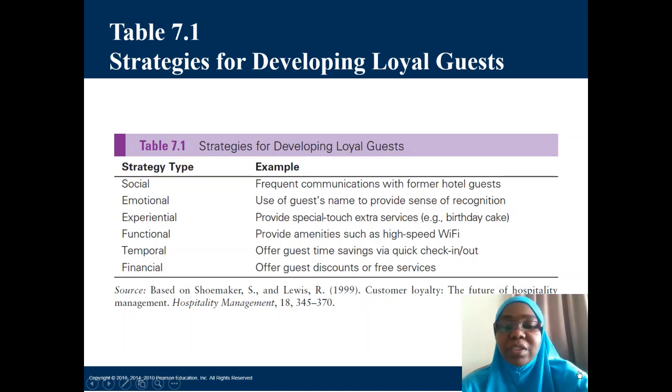For the temporal strategy, they may offer guest time savings via quick check-in or check-out. And lastly, we have the financial strategy type, which offers guest discounts or free services. So these are the major strategies that are used by accommodation providers to develop loyal guests.